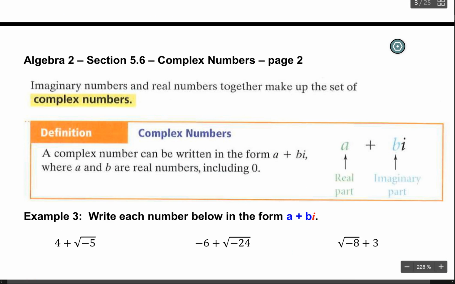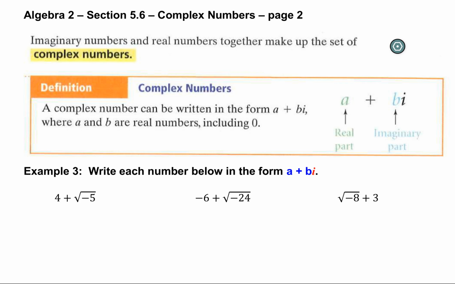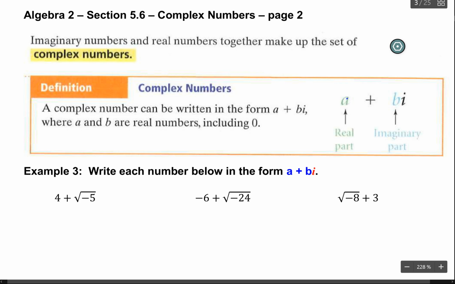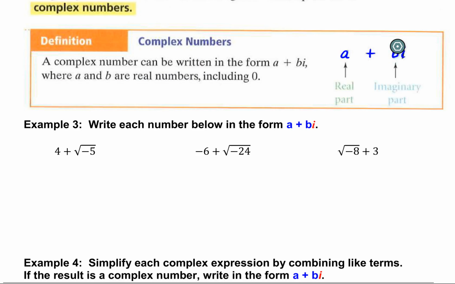Now, let's take this idea of complex numbers and let's expand what we know as before. These complex numbers are going to be written in the form a plus b times i. And a complex number is merely a real part of a number and an imaginary part. So I want to show you then how to write these next couple examples as complex numbers.